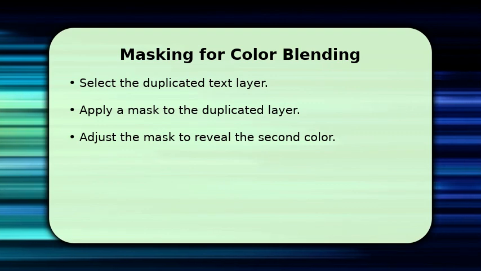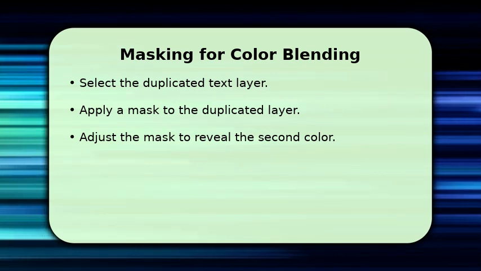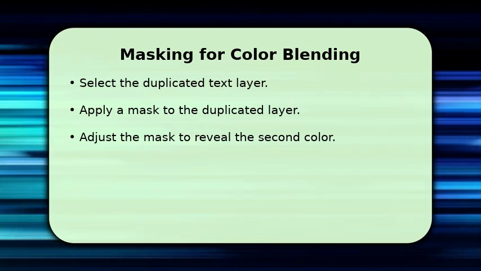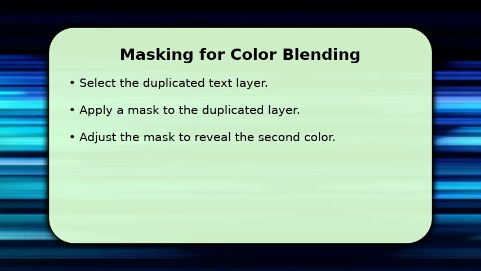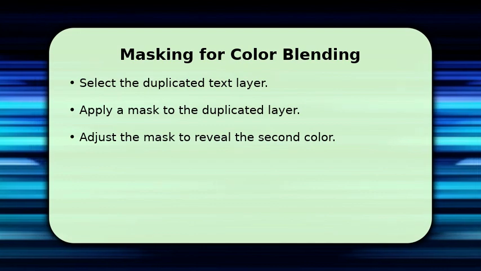Choose a suitable mask shape, such as a rectangle or linear mask, depending on your desired color split. Carefully adjust the mask's position and size to cover only the portion of the text you want to remain in the original color. The unmasked part will then be ready for a new color. This step allows for precise control over where each color appears.